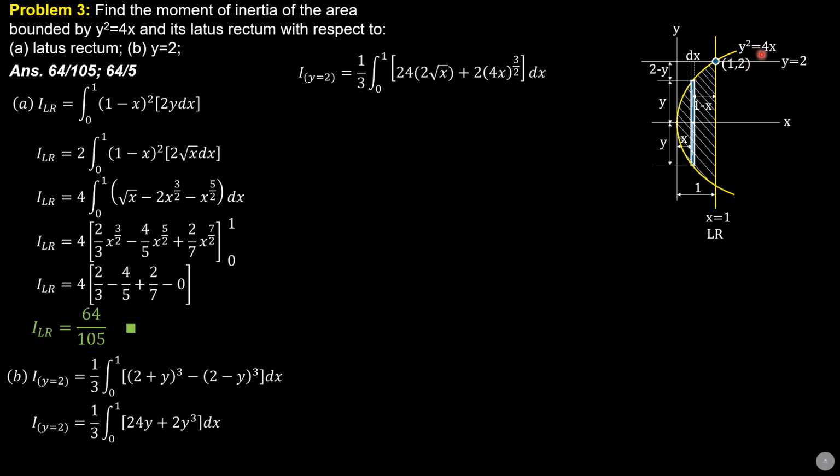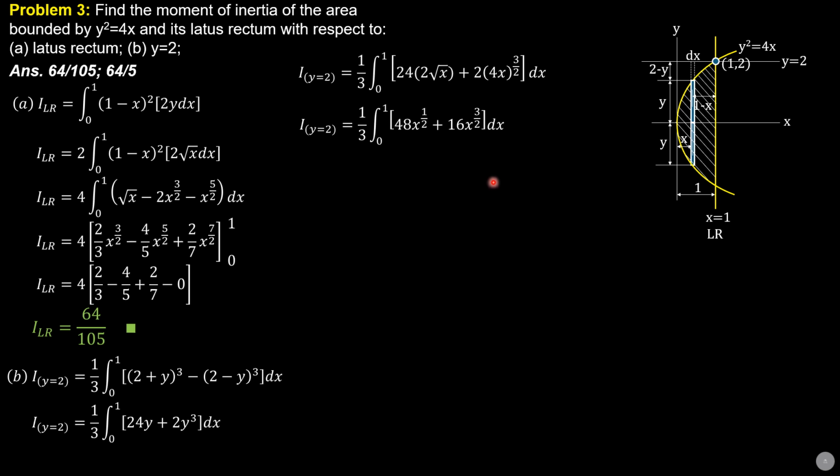Raise this to 3 halves, so 4x to the 3 halves. So that would be 2 times 4 to the 3 halves, which is 2 times 8. This is 16 if simplified. So therefore, I with respect to line y equals 2 is 1/3 quantity 48x to the 1 half plus 16x to the 3 halves dx.